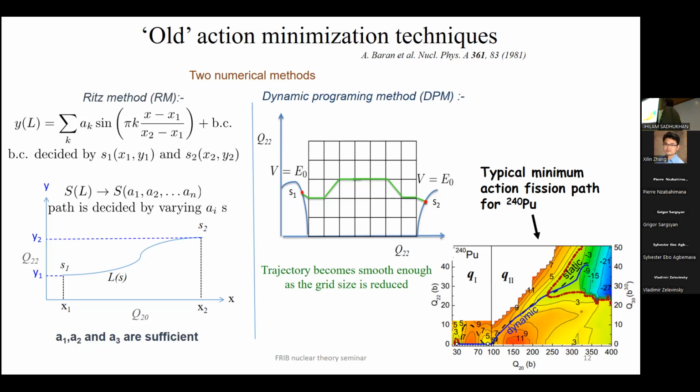And this is one example where we applied this dynamic programming method to get the minimum action path. This is the 240 plutonium surface, and this blue line is the DPM path, and this dashed line is the static path. We have seen that for this type of system, the dynamic path is very close to the static path. This is just a representation of this method, how we do it.